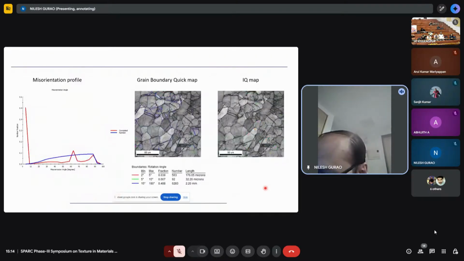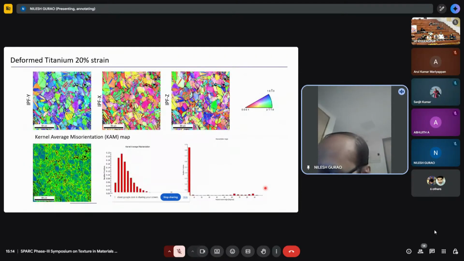If you deform more, actually, here the twin boundaries are disappearing. Not because the twinning has reduced, but because the dislocations have gone and the orientation, the misorientation, has changed. Okay, so this is the information that you can get, and there is a lot.